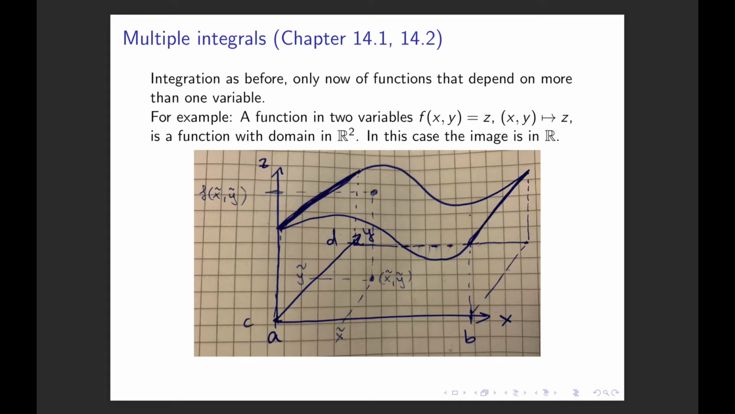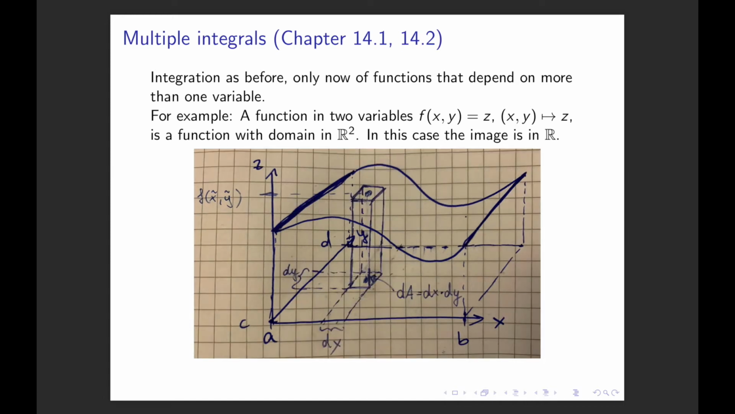What should the integral of such a function be? Well, it should not be different than in the one-dimensional case beforehand, where we had one variable and got a one-dimensional output. There we had the area with sign under the graph. So here we are expecting to get the volume under the graph. The concept is exactly the same as before.